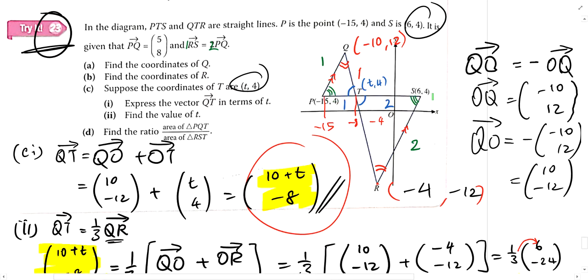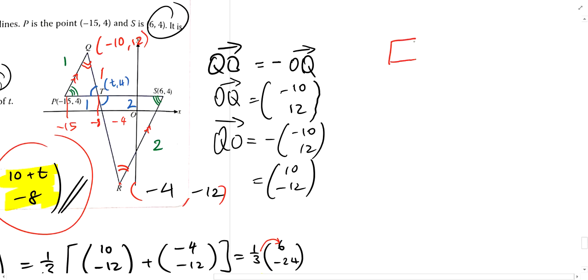Now part D, ratio of the area, PQT to RST. How do we do it? If I have a square, this is 1 unit. Then I have a bigger square, but this is 2 units. What is the ratio of area? 1 is to 2? Are you sure 1 is to 2? Now is it clearer? What is the ratio of the area? 1 is to 4. Why not 1 is to 2? Because it's the area.